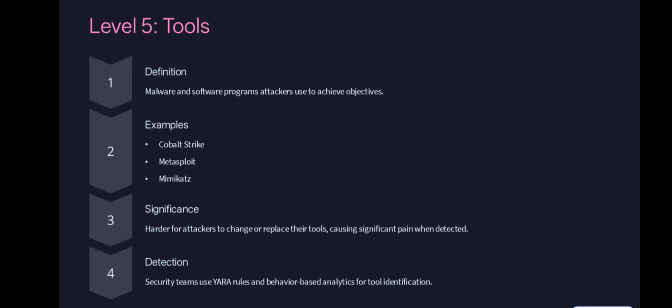In the pyramid of pain, the tools layer represents a high-value target for defenders. Detecting and blocking these tools forces attackers to slow down, reconfigure their strategy, and exposes them to detection. By leveraging behavioral monitoring, threat intelligence, and endpoint protection technologies, defenders can make this level of the pyramid truly painful for adversaries.